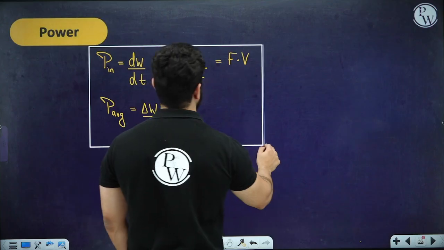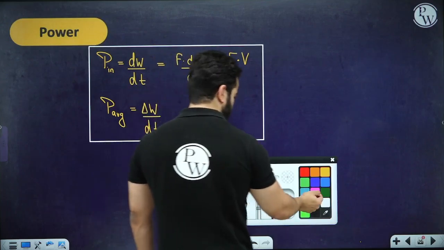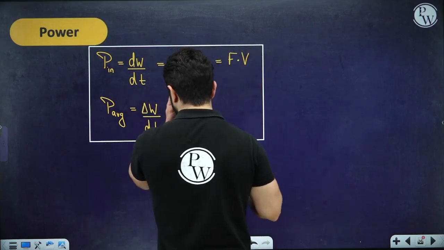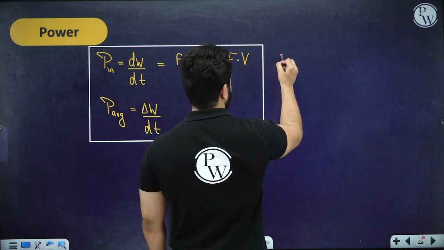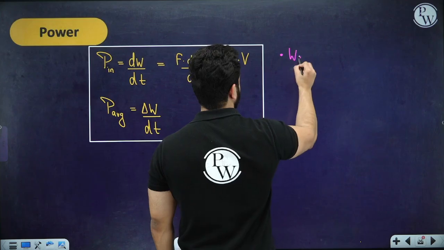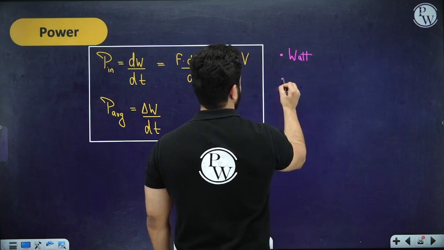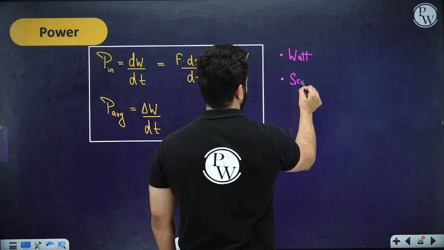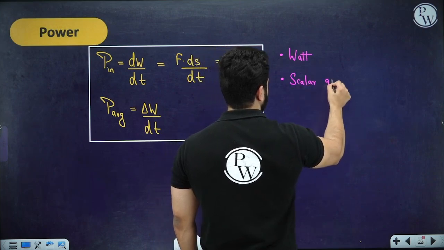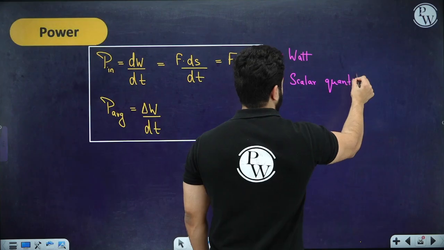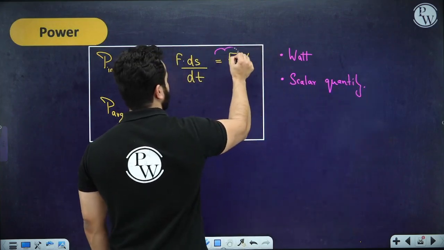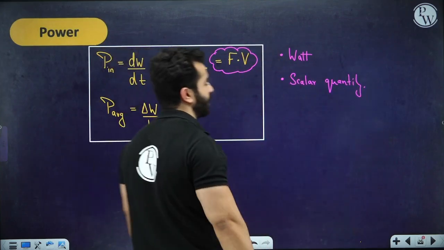Other than that, it's nothing. There are no concepts which are going to be difficult over here. The SI unit is going to be watt, and it's also a scalar quantity. And keep your focus on this formula because in many questions you might use F times V, right?